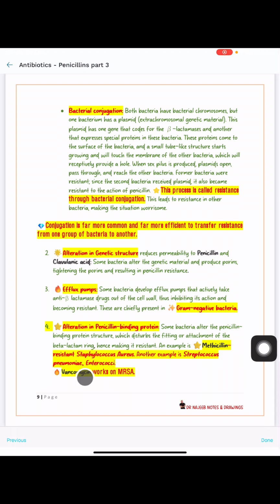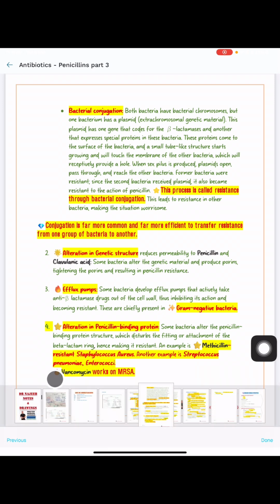Vancomycin works on MRSA, always remember. Because what was vancomycin doing? It was preventing the glycosylation, right? So still the cell wall synthesis can be inhibited in MRSA due to vancomycin.